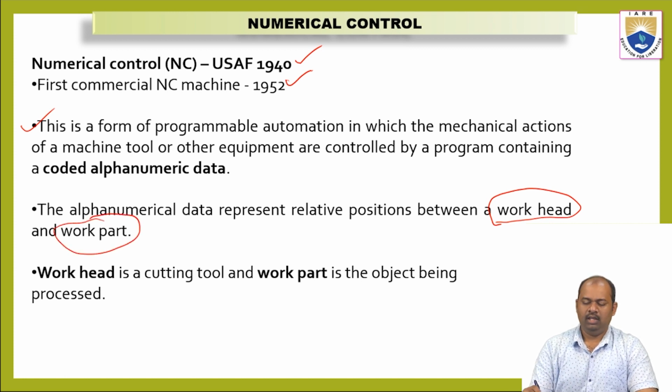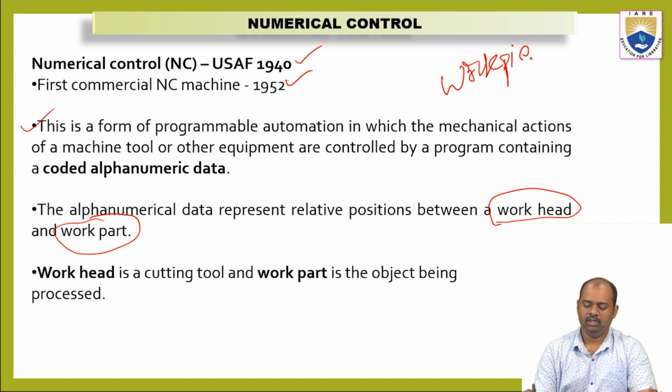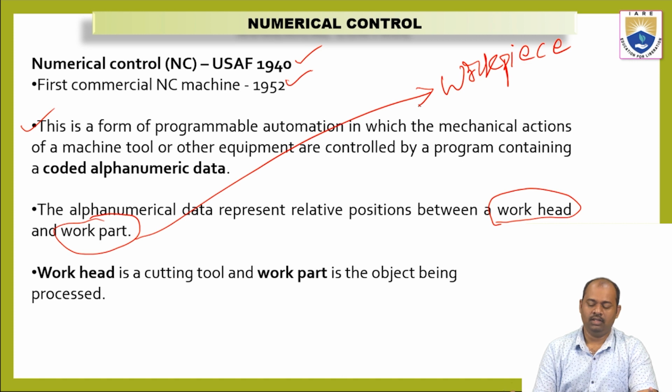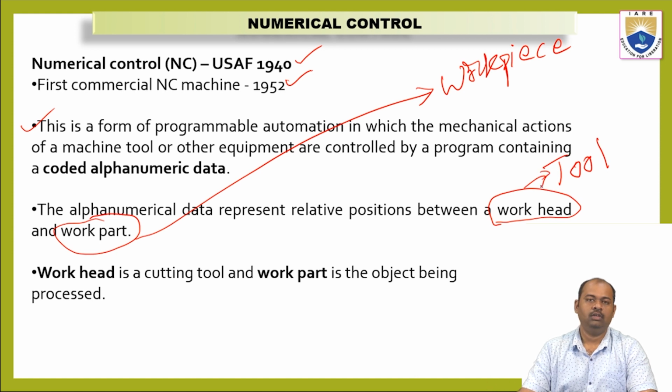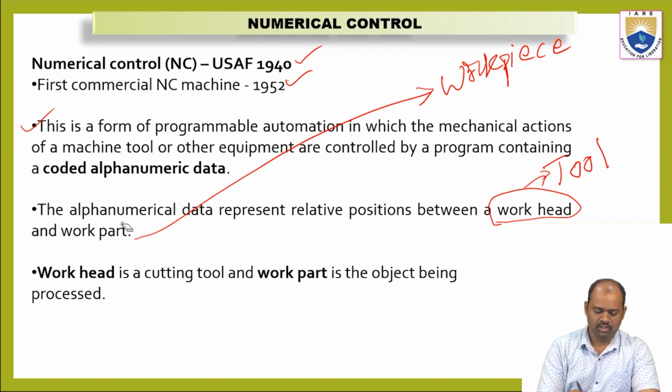Simple. Any machine will have two parts. The first one is the workpiece, which they are calling the work part. The second one is the work head. Work head is nothing but the tool. These two things are very key when we are trying to manufacture a machine part or any element. The work head is the tool post attached to the machine, where the tool will be fixed and can be given feed. And the work part is nothing but the workpiece. These two are the important things we should know.